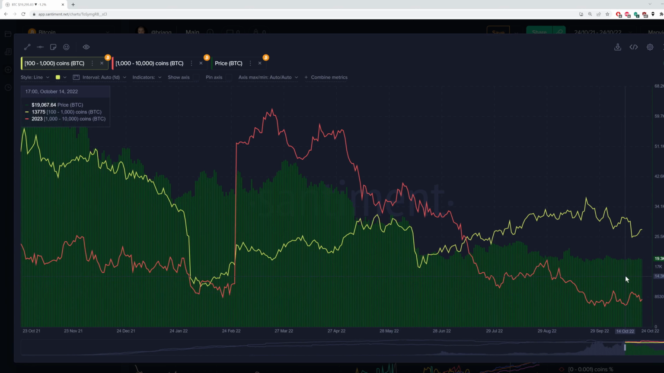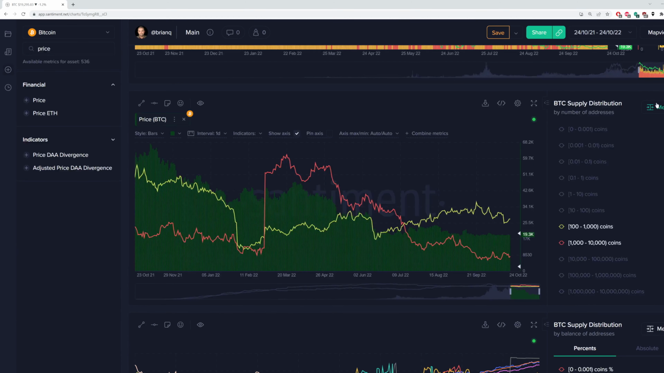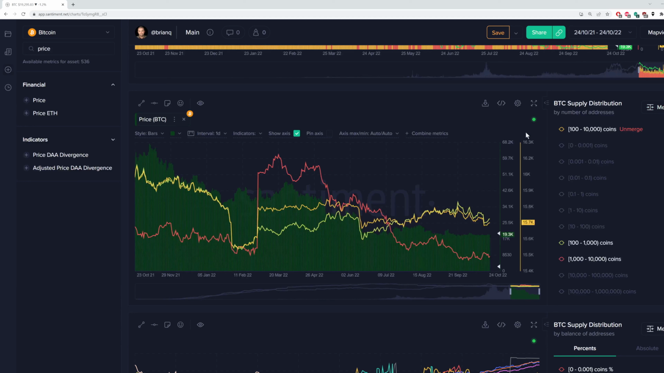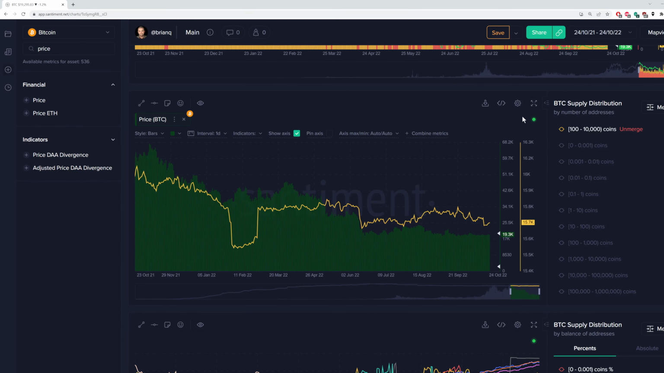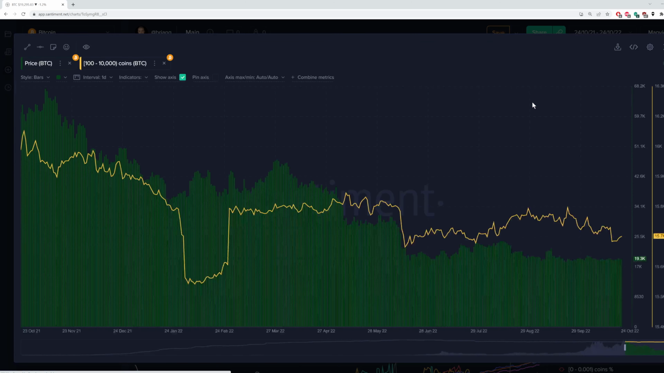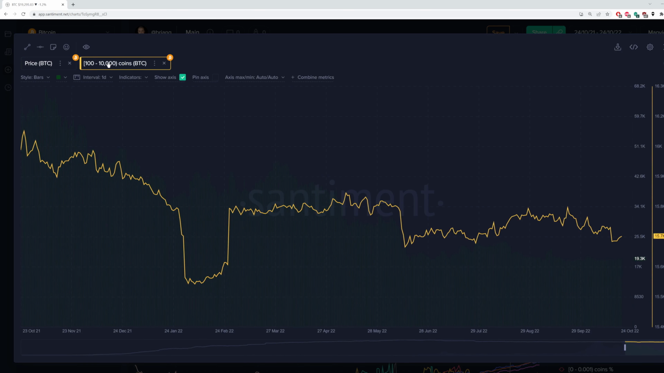So you may say, man, this is a lot of number crunching, figuring out when one is going up and one's going down. Well, we can make it easy and just hit the merge button, click 100 to 1,000, click 1,000 to 10,000, hit confirm, and I'll remove the other lines. And now we've got a nice, easy combination of how many addresses exist between 100 to 10,000 Bitcoin.